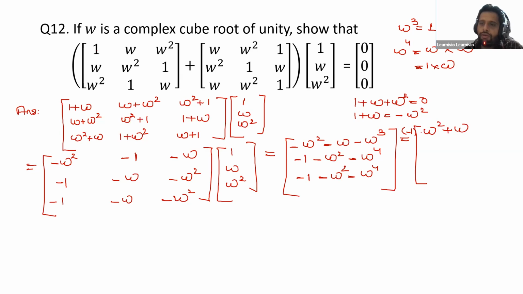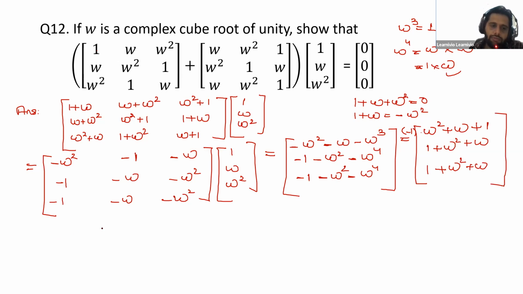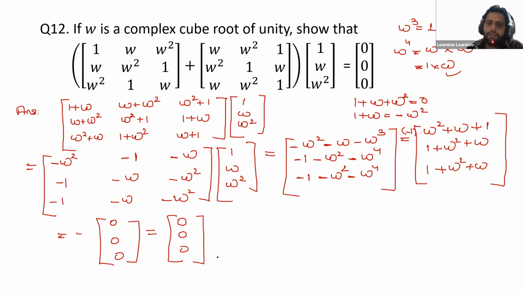In place of omega cube, we can write 1. So here we will get a 1. Here this is 1 plus omega squared. In place of omega to the power 4, we can write omega. And similarly 1 plus omega squared plus omega. Now this is equal to negative, and Saf, can you tell me what is the value of 1 plus omega plus omega squared? 0. Okay, 0, 0, and 0. Outside we have a negative, so this doesn't matter. You can multiply the negative with the 0 and you finally get this.